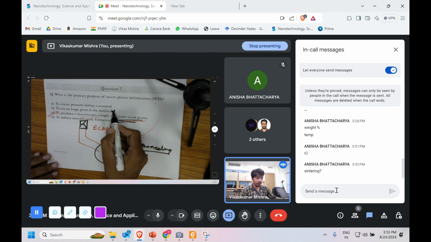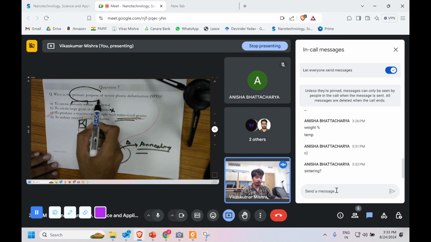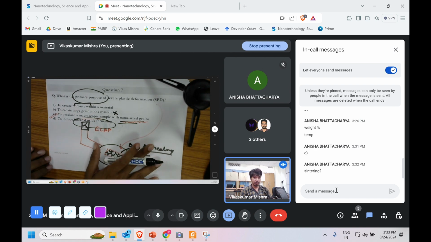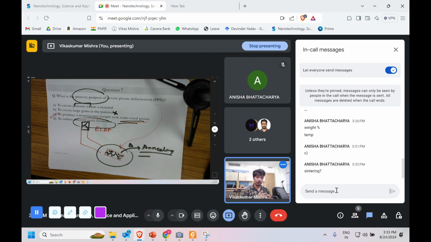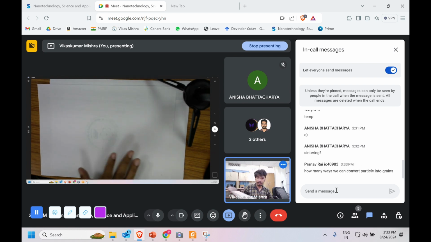So option B was incorrect. From severe plastic deformation, we are not getting the larger grain size. Create the porosity? No. Our primary purpose is not to create porosity, nor to induce oxide formation. So that was question number 7. If there is any doubt, you can let me know. If not, let's move to the next question, question number 8.